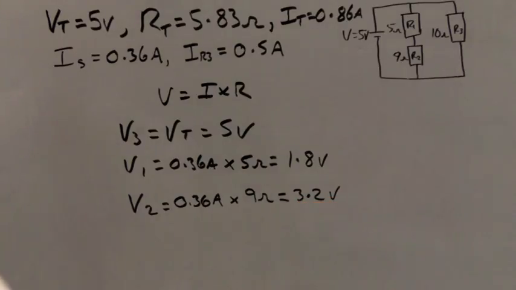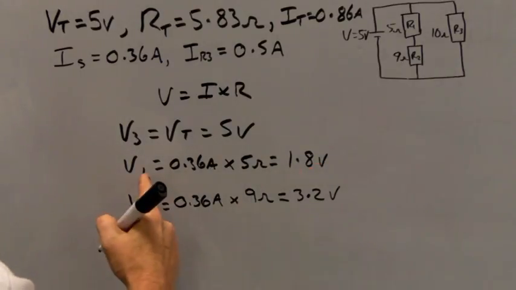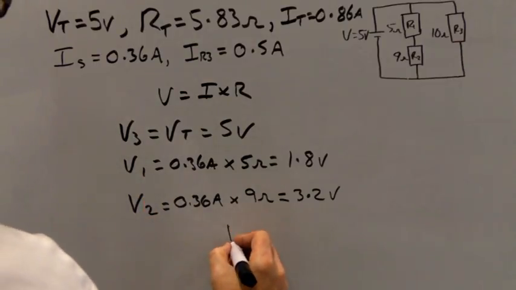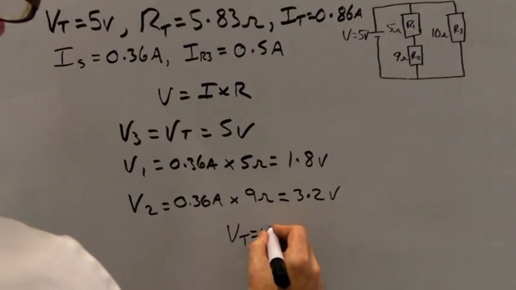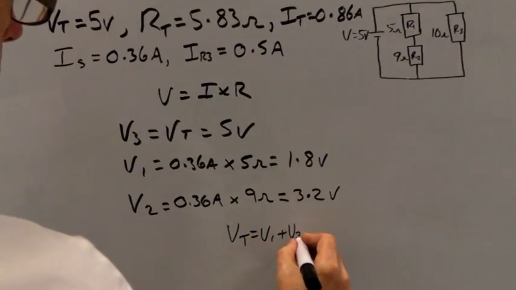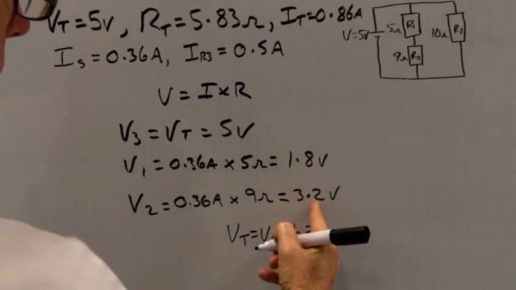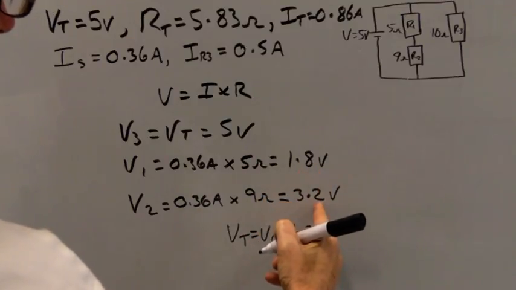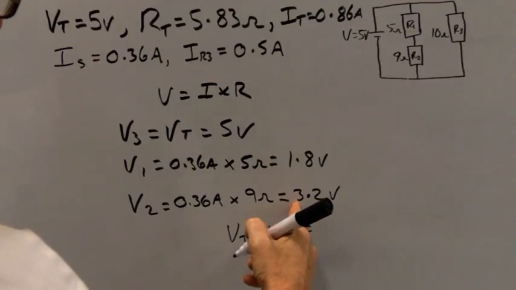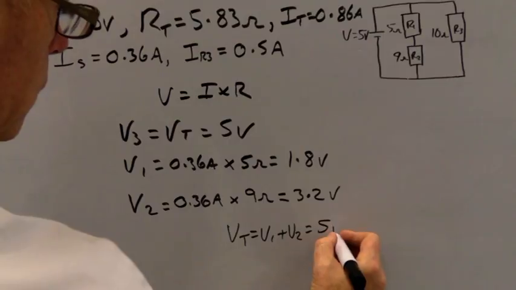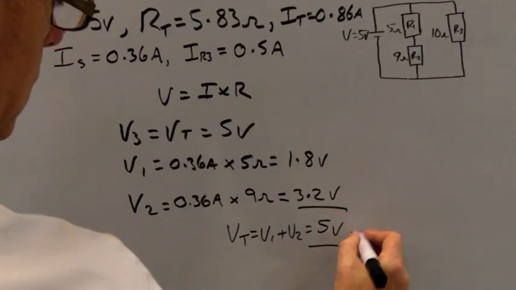Now, just as a check, VT should equal V1 plus V2. So VT equals 1.8 plus 3.2, which gives us 5 volts. So that is correct.